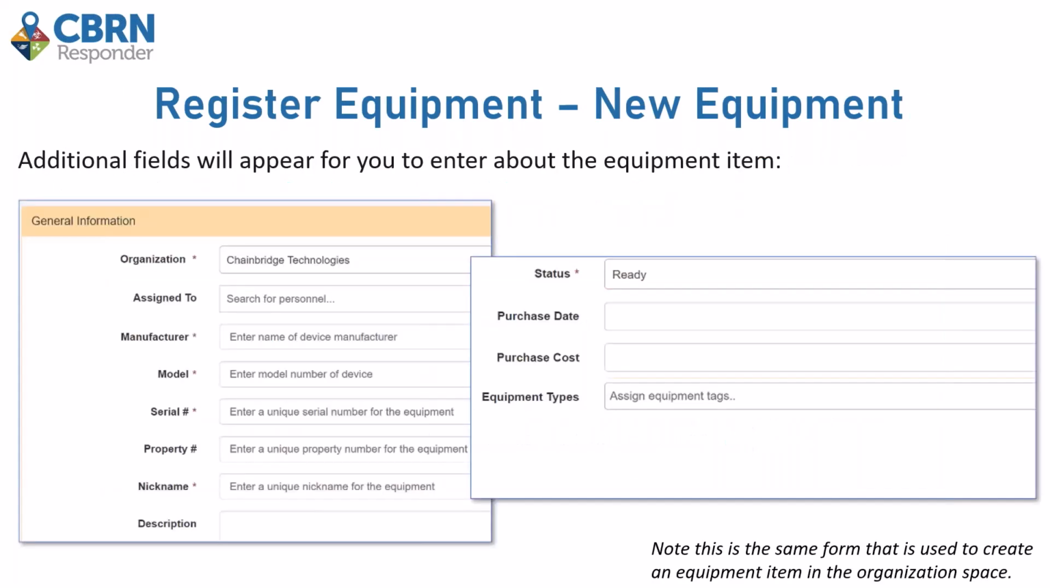And then if you're looking to do the new equipment, when you select new, you will again see additional fields appear, and this is going to match the actual equipment item entry form that you would typically see in your organization space. So again, you can assign it to anybody, enter the manufacturer, model number, all of that information, just as you typically would during equipment entry.